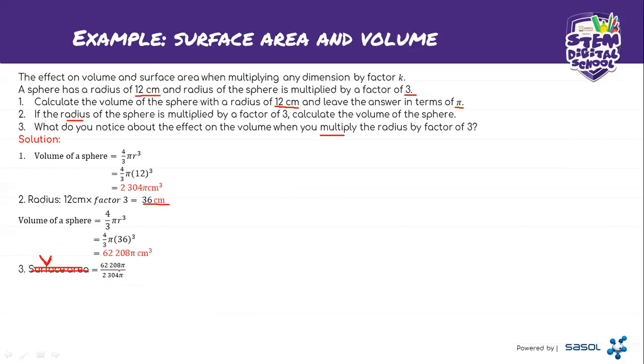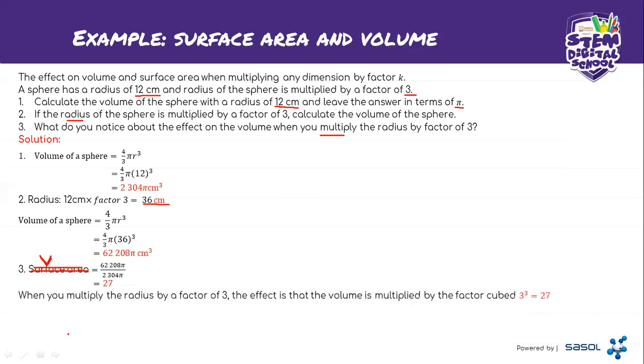When you take these two answers and divide them, they give us 27. What does it mean? It means that when you multiply the radius by a factor of 3, the volume is multiplied by the factor cubed. You can see that 3 to the power 3 gives us 27. So that is the effect of K. I think we are done. Now we can proceed to the next question.